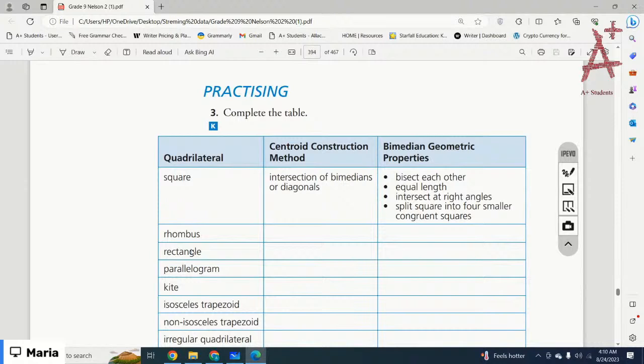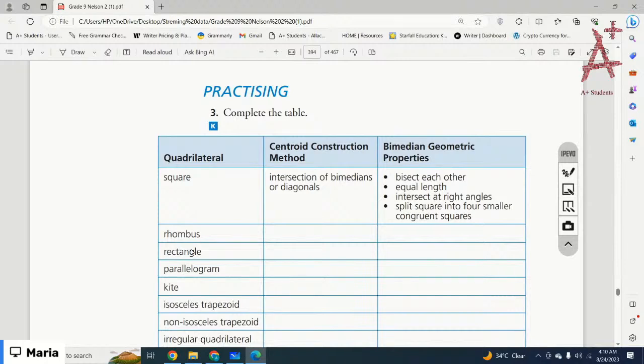So that means the centroid of an isosceles trapezoid is the intersection of the bimedians. The bimedians of an isosceles trapezoid intersect at an angle of 90 degrees. They are perpendicular and divide the isosceles trapezoid into four trapezoids, two pairs of congruent trapezoids. That is for the isosceles trapezoid.